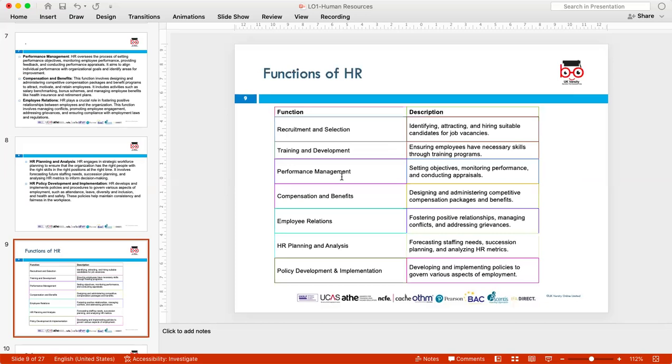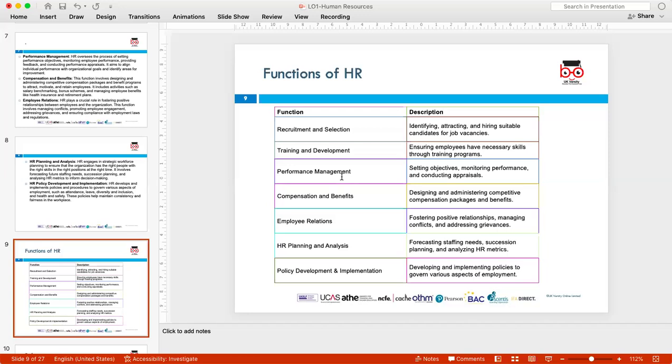Now, going through the functions of HR. Recruitment and selection: identify, attract, and hire suitable candidates for job vacancies. Training and development: ensuring employees have necessary skills through training programs. Performance management: setting objectives, monitoring performance, and conducting appraisals. Compensation and benefits: designing and administering competitive compensation packages and benefits.